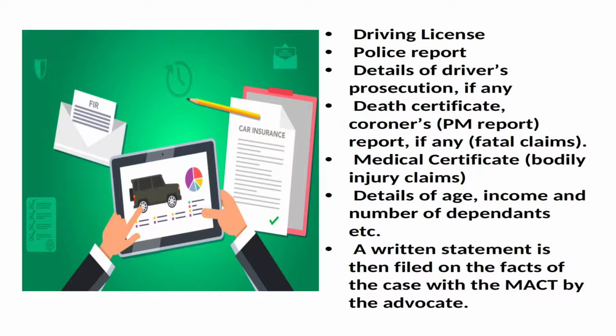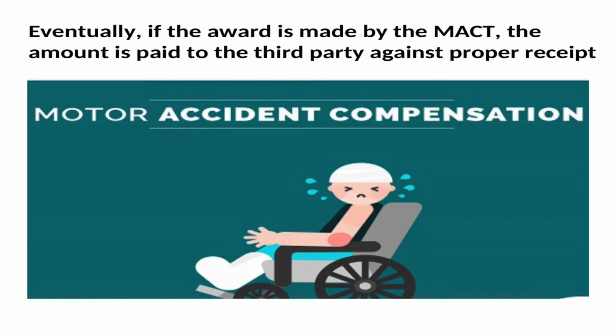A written statement is then filed on the facts of the case with the MACT by the advocate. Eventually, if the award is made by the MACT, the amount is paid to the third party against proper receipt. These are all about motor insurance.